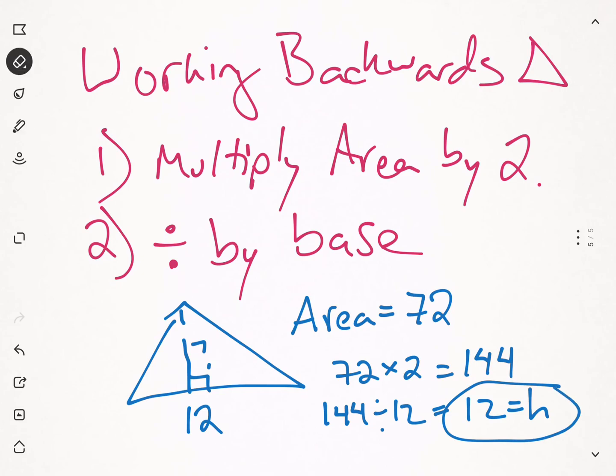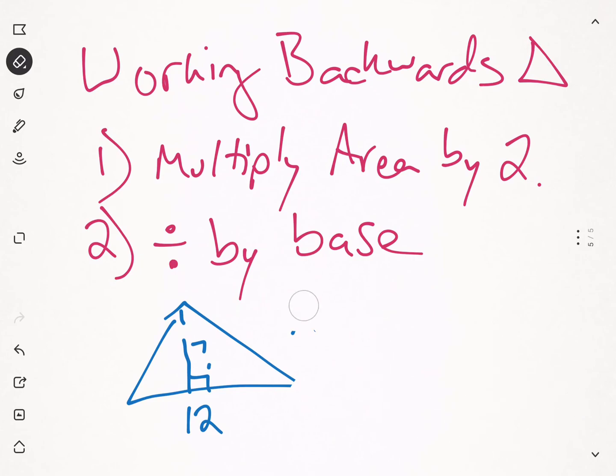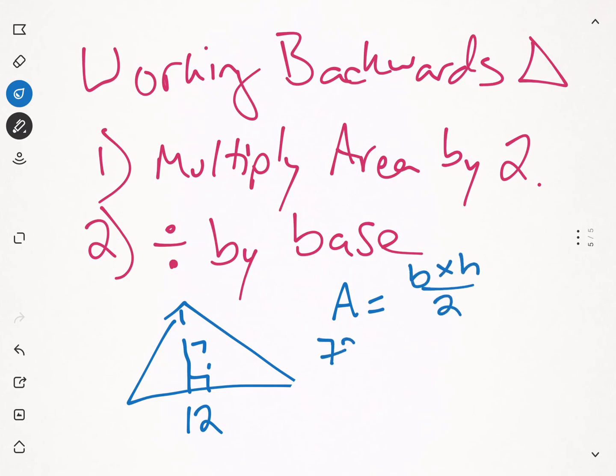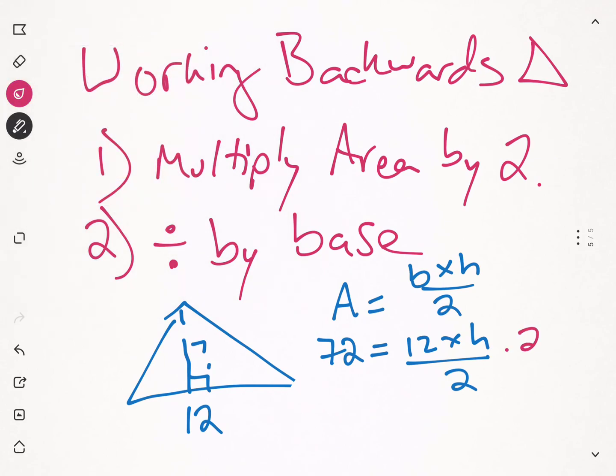If we want to see that a little more algebraically, area equals base times height divided by 2. Area we said was 72 equals 12 times height divided by 2. So to solve this, we would multiply both sides by 2, and we get 144 equals 12h. So h has to equal 12 as well.